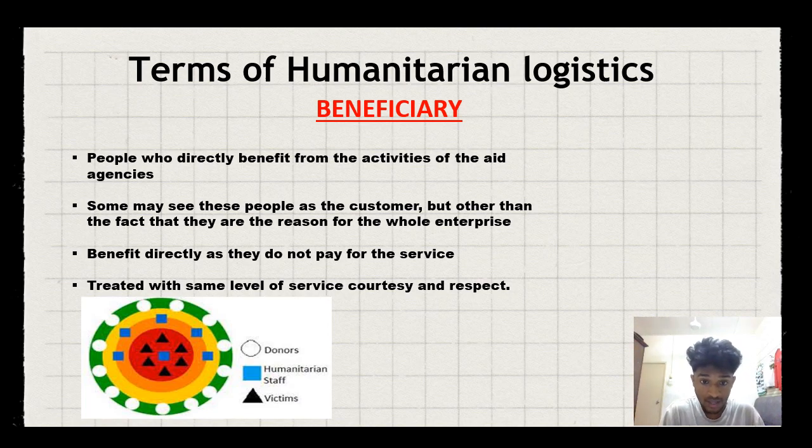Some may see these people as the customer, but in fact they are the reason for the whole enterprise and benefit directly. They also do not pay for the service, so they are not technically the customer. And also, they should be treated with the same level of service, courtesy, and respect as a paying customer should be.